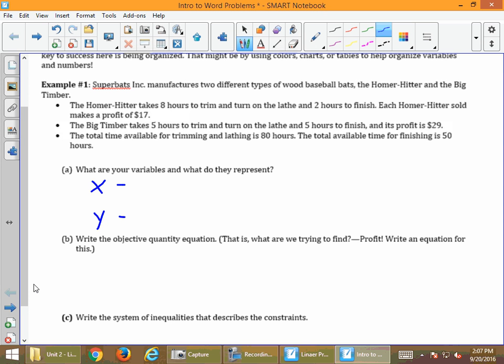To figure out which things in your problem are representing variables, it's the products you're making, the products you're selling. What two products are we making and selling? Homer hitter, let's make that X. What's the other product we're making? Little hint, the two things you're making or selling are always going to be your variables. That's your first step.